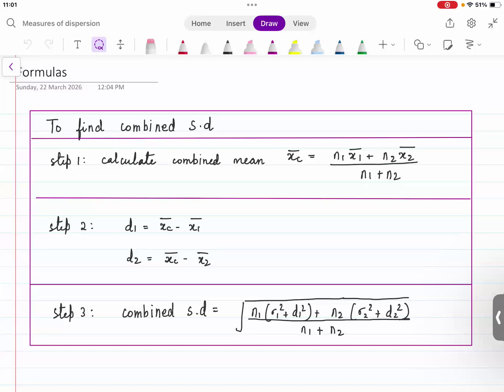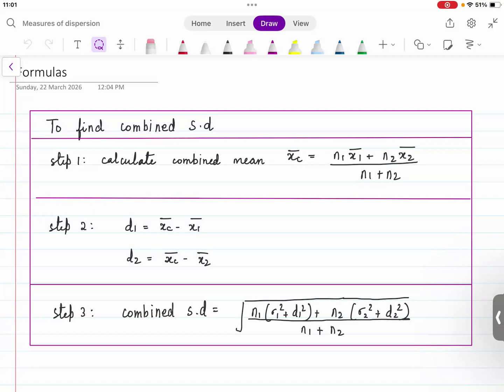The second step, we have to calculate d1 and d2. d1 is the difference between combined mean and mean of the first group. D2 is the difference of combined mean and mean of the second group. In the final step, we have to calculate combined standard deviation, which is equal to root of n1 into sigma 1 square plus d1 square plus n2 into sigma 2 square plus d2 square by n1 plus n2.